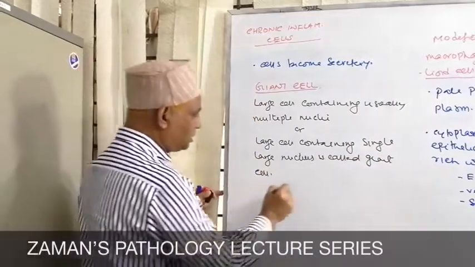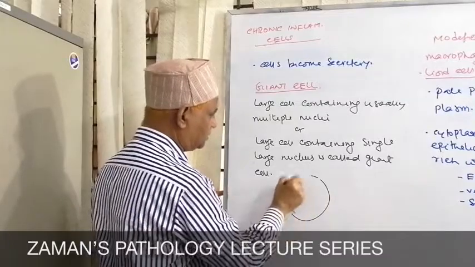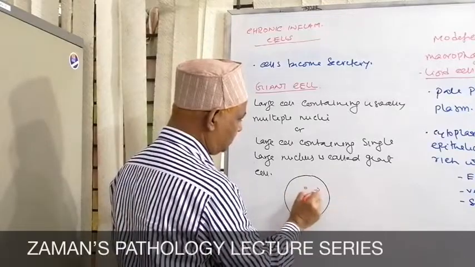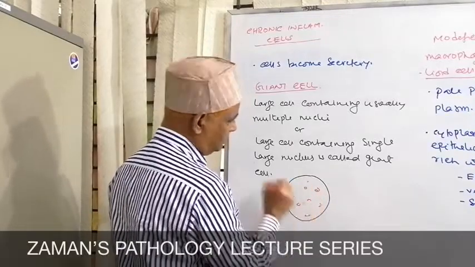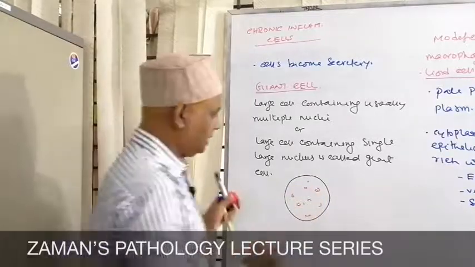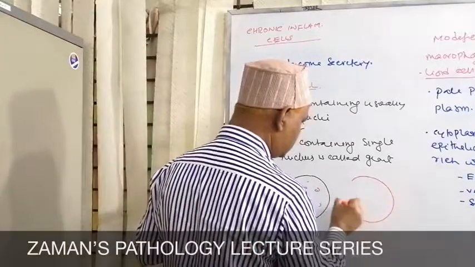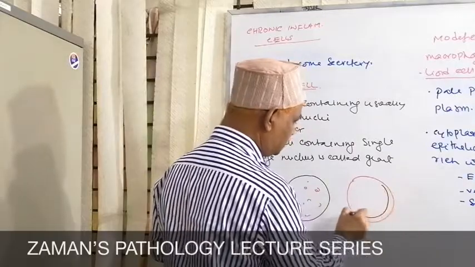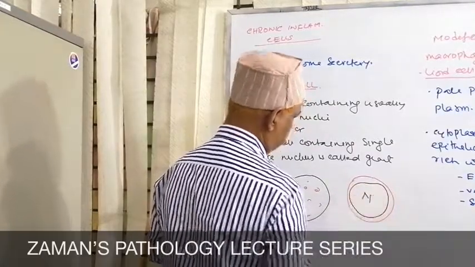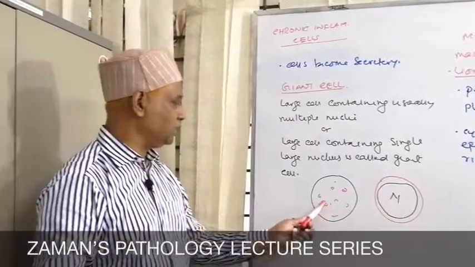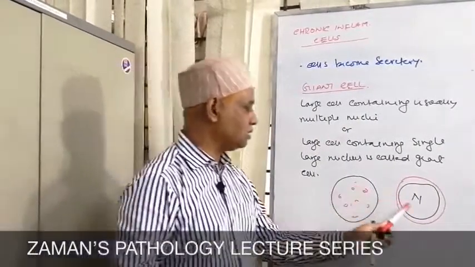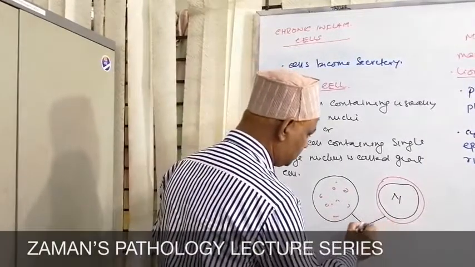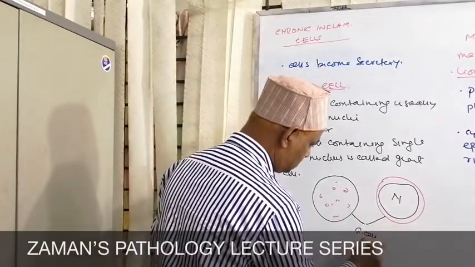So by definition, this cell is large one. It contains multiple nuclei like this, all are nuclei. By definition, this is giant cell. And another one is the cell is large and it contains single large nucleus. This is the nucleus. So by definition, large cell containing multiple nuclei or large cell containing single large nucleus is called giant cell. So both are giant cell.